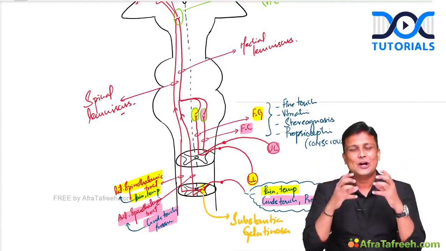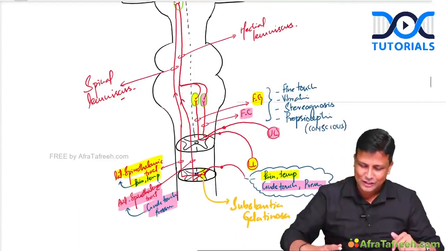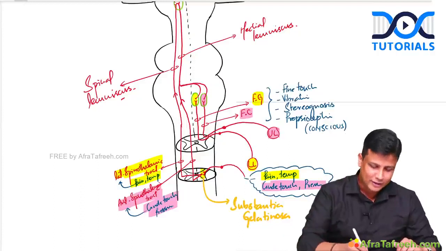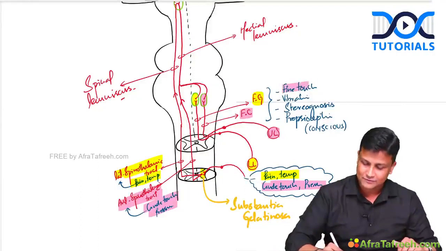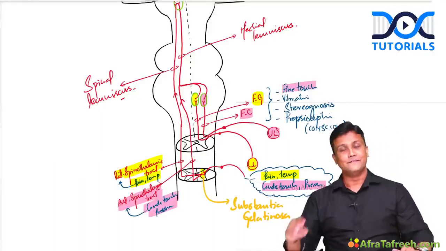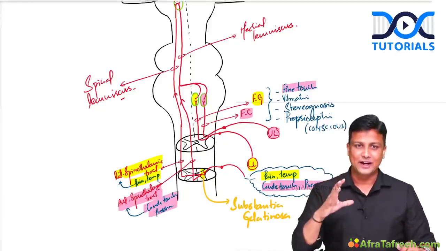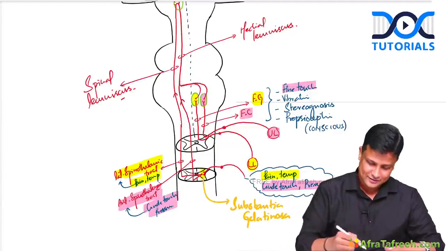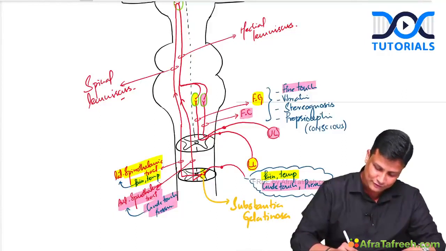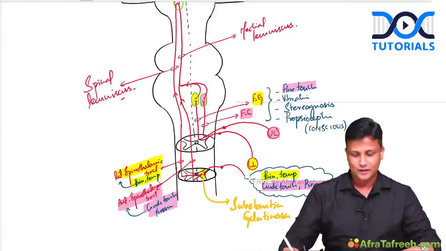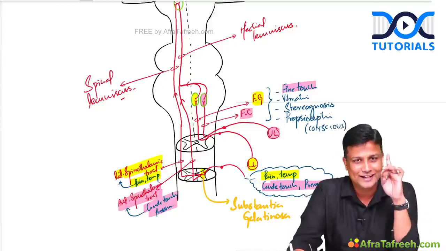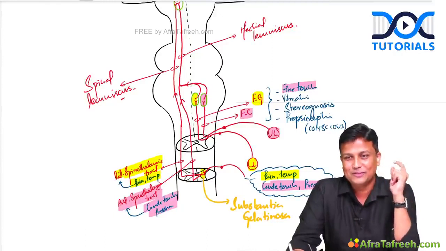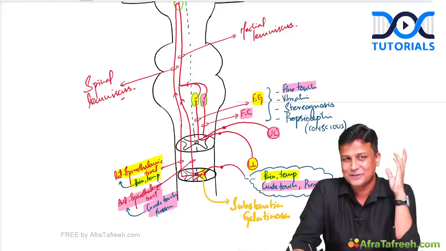Why? Because God has made our body in such a way that, look at the beauty, guys. God has made our body in such a way that whether it is crude touch or fine touch, all of them will finally have to go from where only, guys? They have to go through the medial lemniscus only. Understanding? The fine touch or the crude touch, both of them are actually going through the medial lemniscus only, guys.